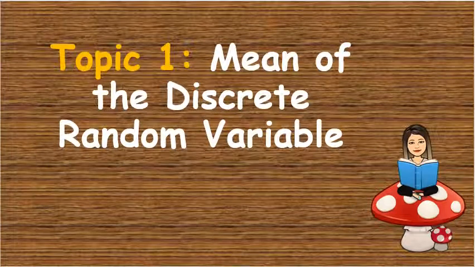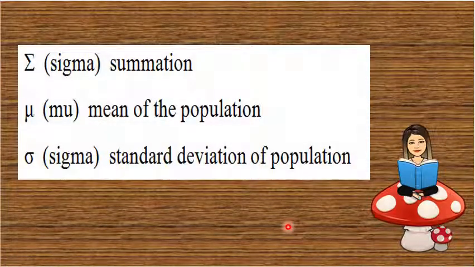For our first topic, we have the mean of the discrete random variable. Before we proceed, let me first introduce the symbols that we are going to use for these two topics. These are Greek letters. The first one is the capital letter sigma for summation. It means to get the sum. The second one is mu, the Greek letter M, for the mean of the population. These Greek letters represent the population. Mu for the mean of the population and small letter sigma for the standard deviation of the population.